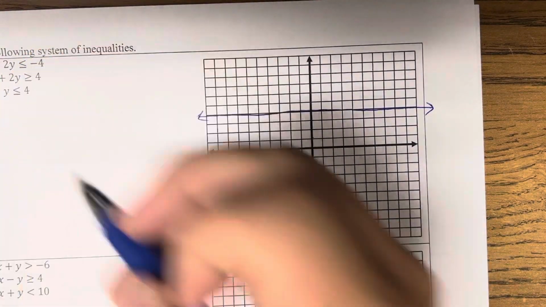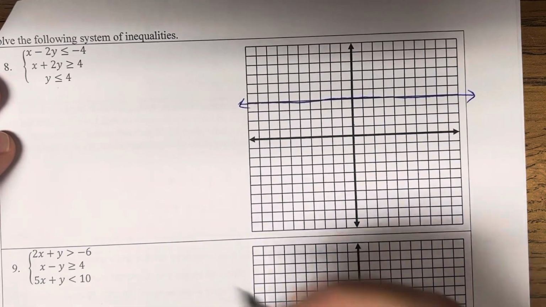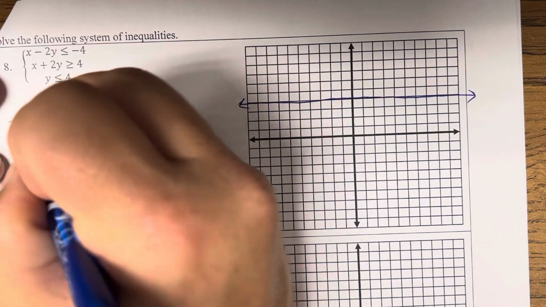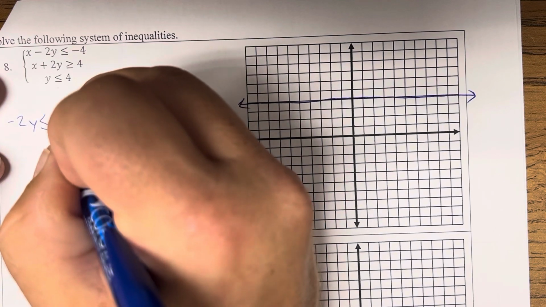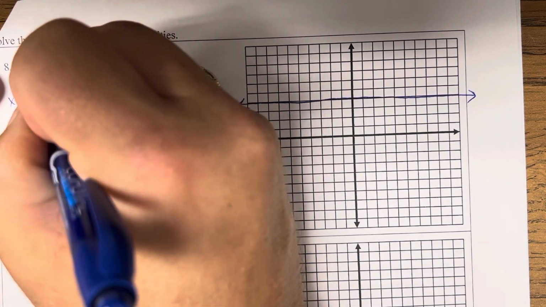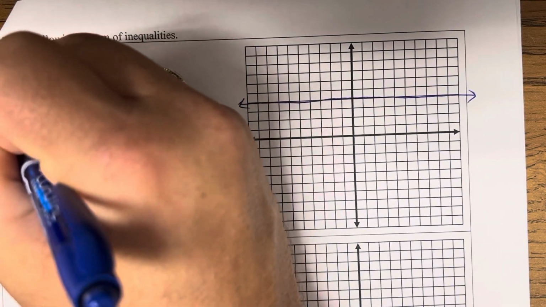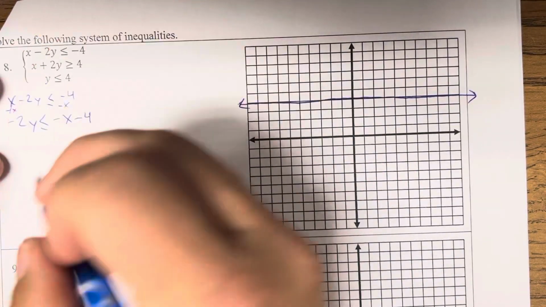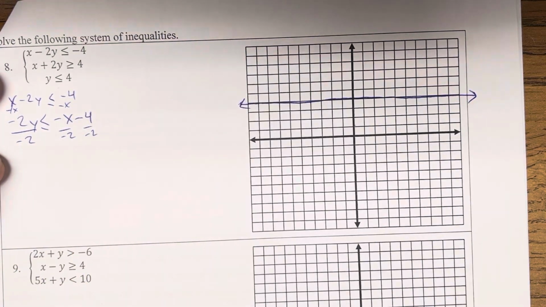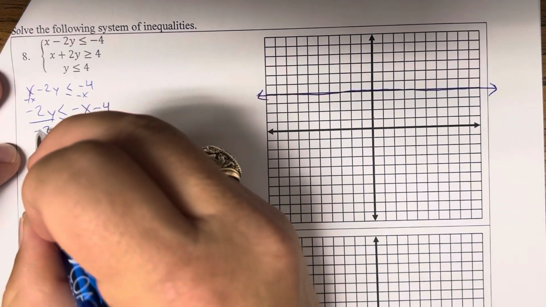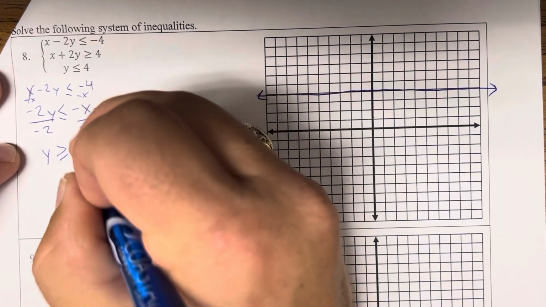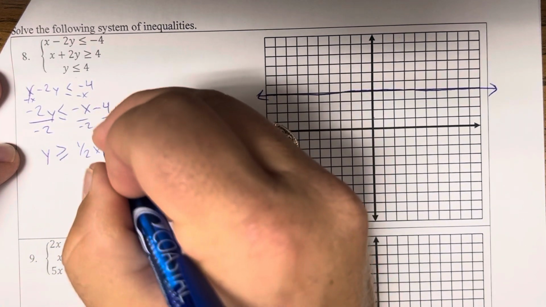And then for the next 2, I need to get the y by itself so that I can graph it. So for the top one, I'm going to move the x over. So negative 2y is less than or equal to negative x minus 4. So just so you see what I did, I just subtracted x on both sides. And then we're going to divide by negative 2 to each piece. And when we divide by negative 2, it's going to flip my inequality because we're dividing by a negative. So it'll be y is greater than or equal to 1/2 x plus 2.